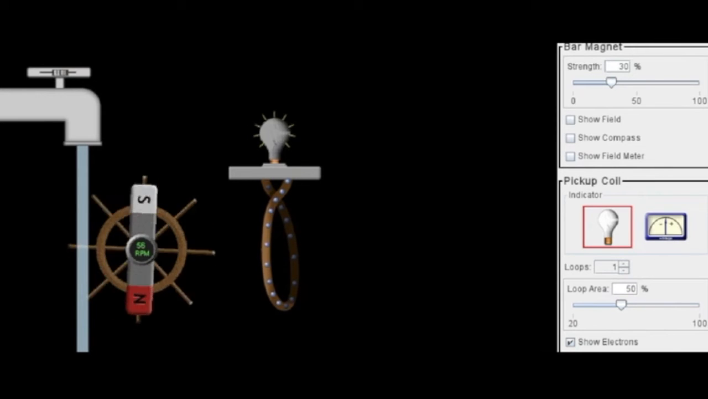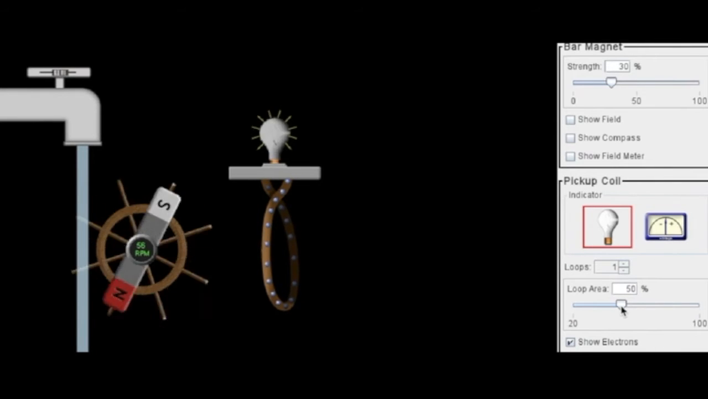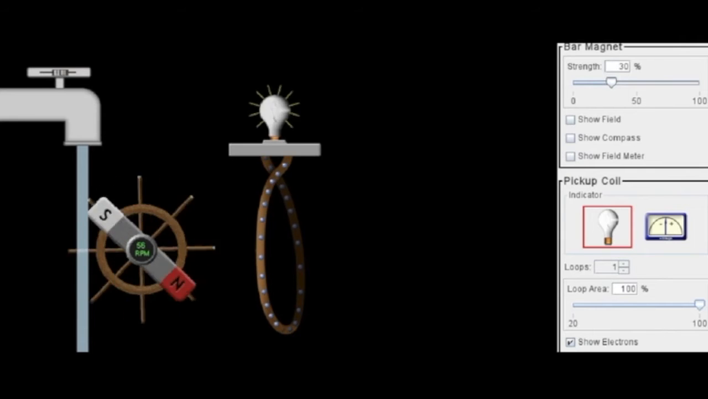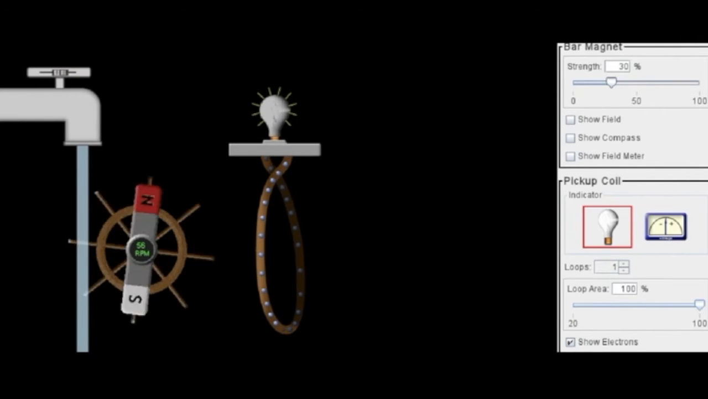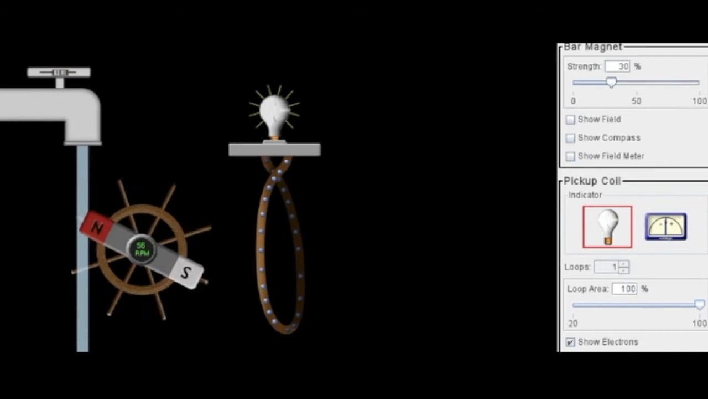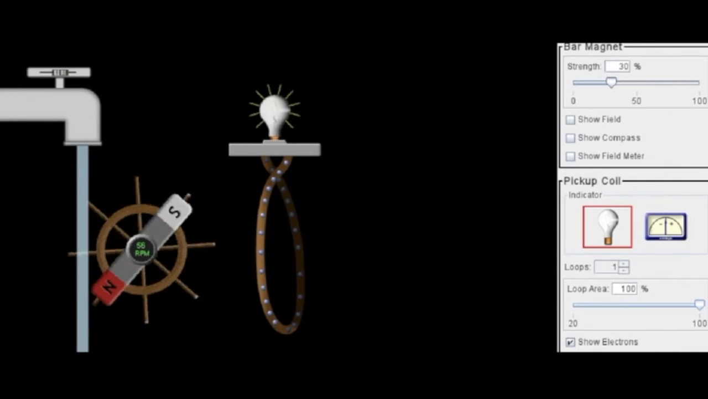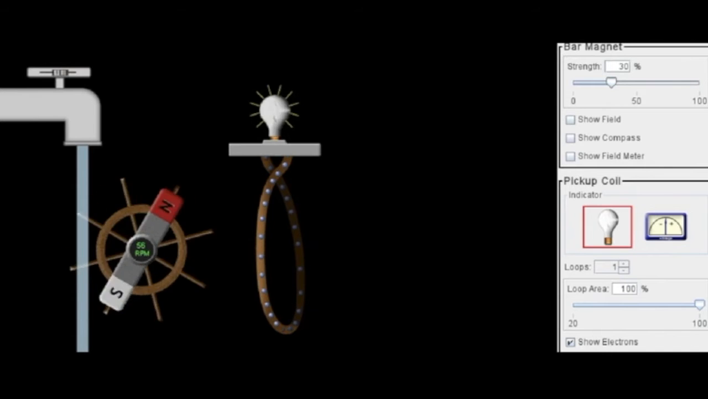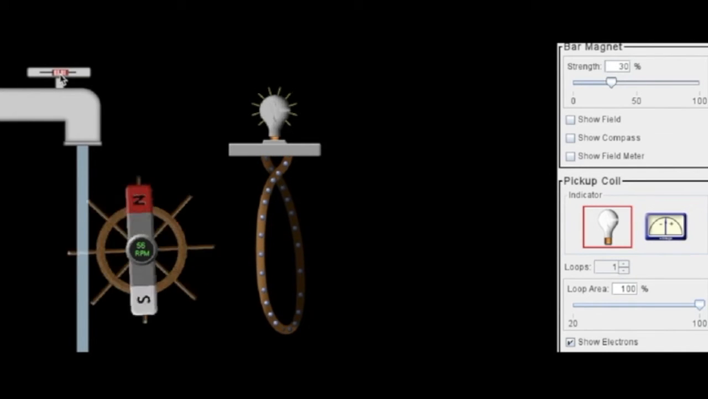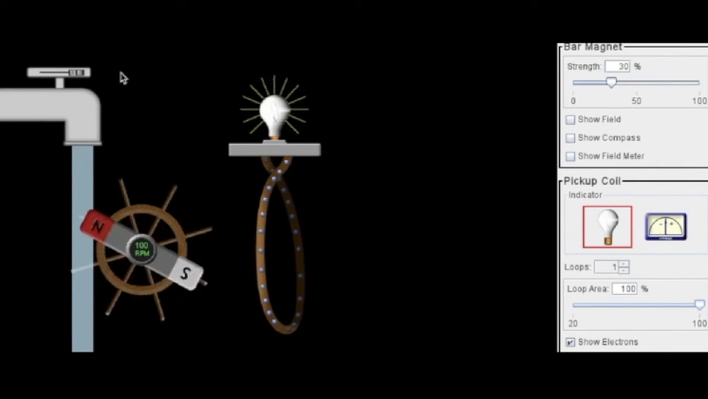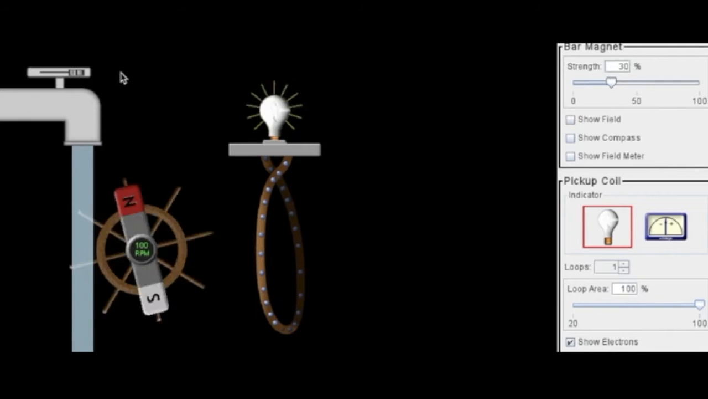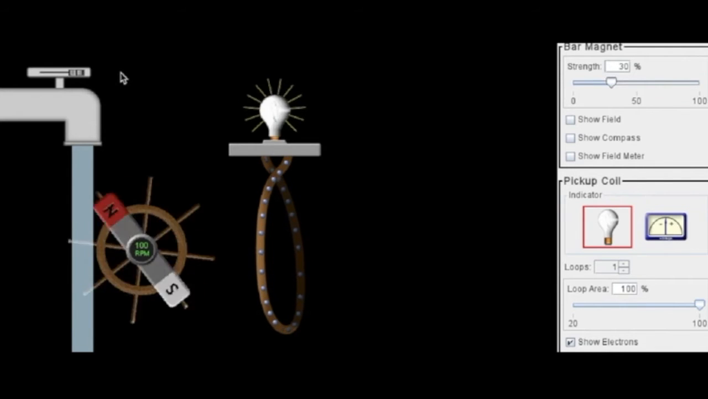Another thing I can do is I can increase the loop area, and if I increase the loop area, that will also increase the potential difference as long as the magnetic field is strong enough to interact with the electrons in that wire. And then the fourth thing I can do is I can increase the speed. So at the moment we're on 56 revolutions per minute. Let's increase that to 100 revolutions per minute, and you can see that there's more light coming off the light bulb now. The induced potential difference has increased again.